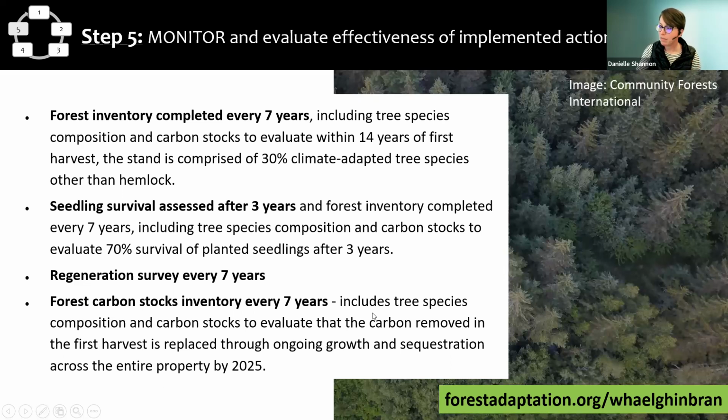When they enter the forest, again, for their monitoring, they're really evaluating the tree composition and those carbon stocks to evaluate how much carbon has been removed from that first harvest and how much is being replaced through the ongoing growth and sequestration across the property. So just to put this out there, you can read more about this story, but when you're thinking about monitoring, especially in the context of carbon, there may need to be several different lenses applied to these forest inventories over time.